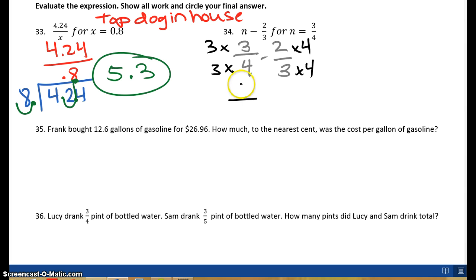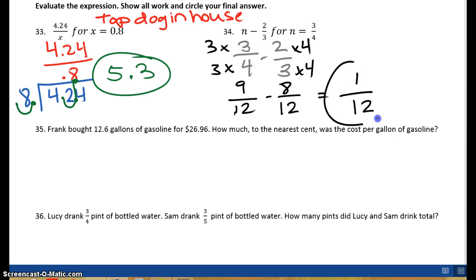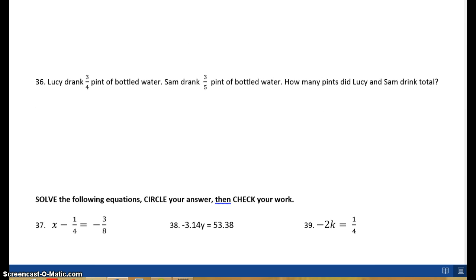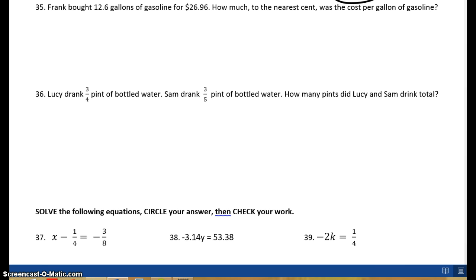It ends up being 9/12 minus 8/12. Since we have the common denominator, we keep that the same, and we just deal with our numerators. We're going to subtract 9 minus 8, which is just 1. So our final answer should just be 1/12. Skipped a couple there. So for 35 and 36, these are word problems.